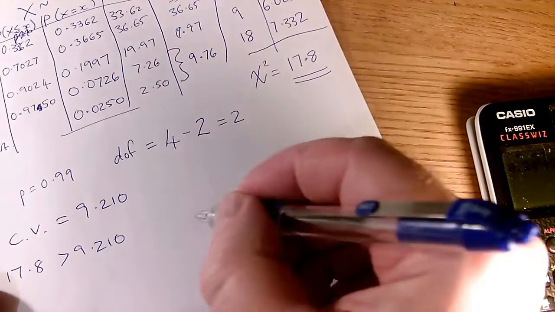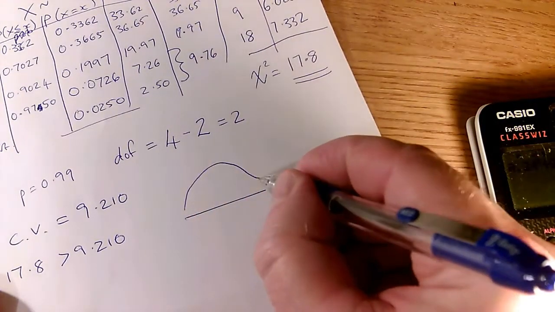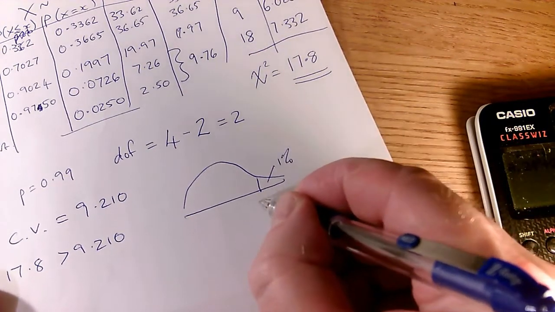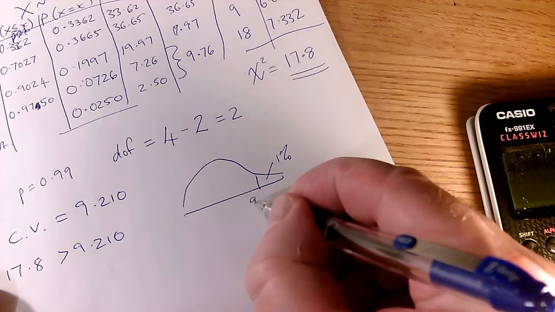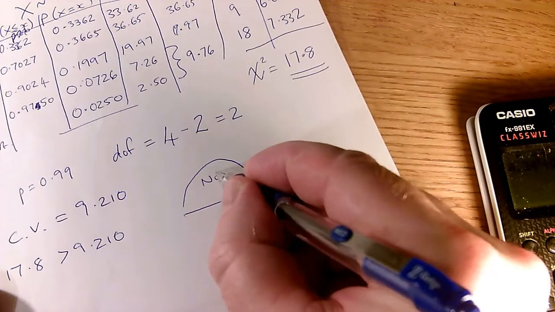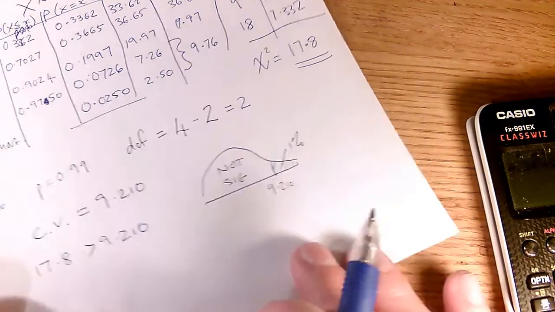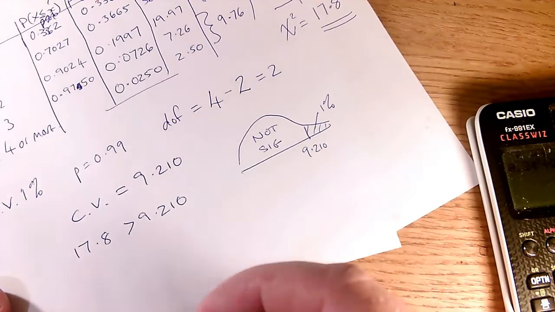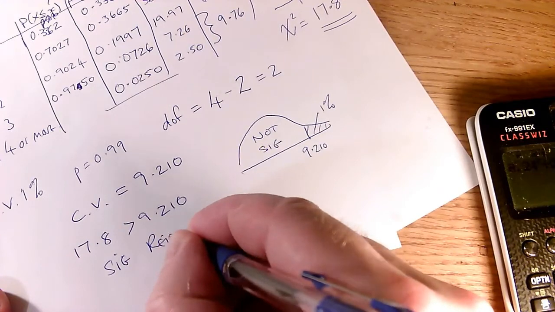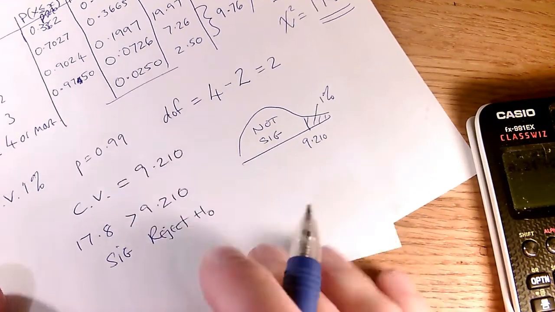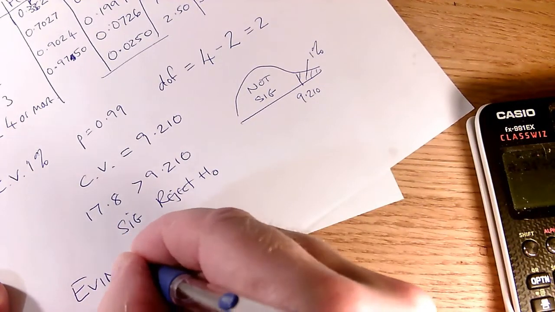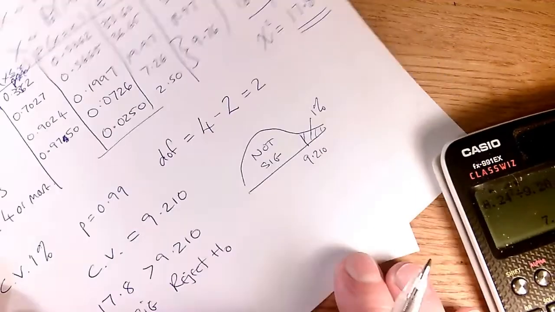9.210. Okay, so my distribution looks like this. It's one-tailed. Okay, my 1% is here. Okay, and this critical value is 9.210. I can see that I'm in the shaded bit. I'm not in the big not sig bit. So I am significant, and therefore because it's significant I'm going to be rejecting H0. And because I'm rejecting H0, I'm saying I have evidence. I'm looking at what H1 is. I've got evidence for H1.